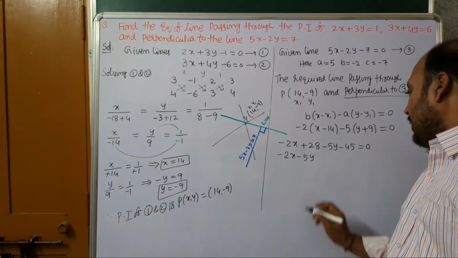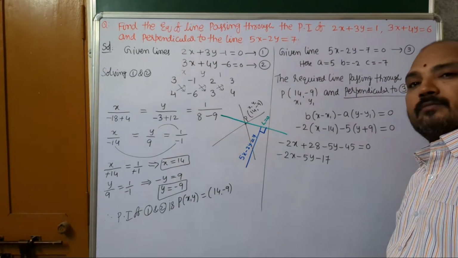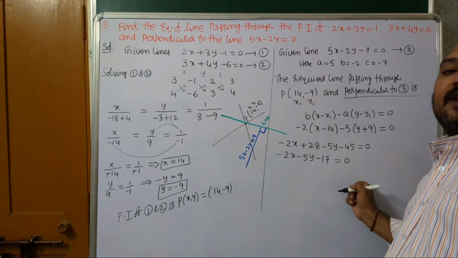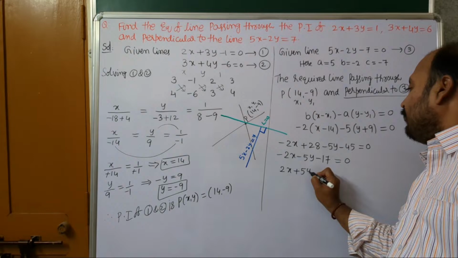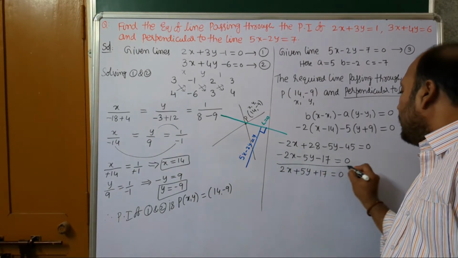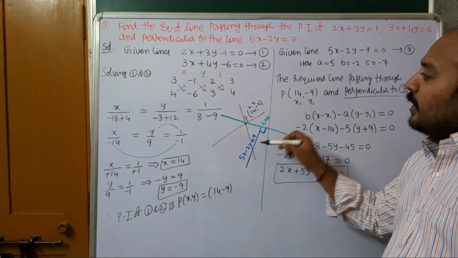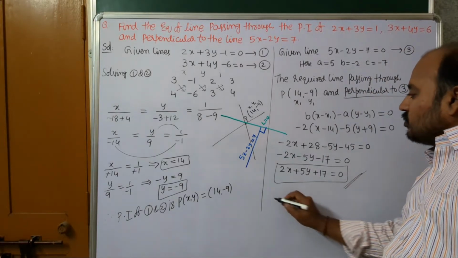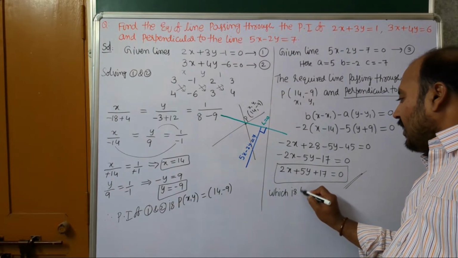So what comes here? Minus 17 is equal to 0. Multiplying throughout by minus, you get 2x plus 5y plus 17 is equal to 0, which is perpendicular to the given line and passing through the point of intersection of these lines. So which is the required line?